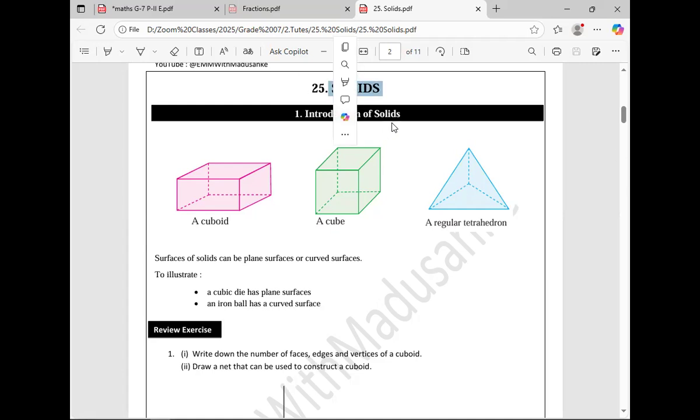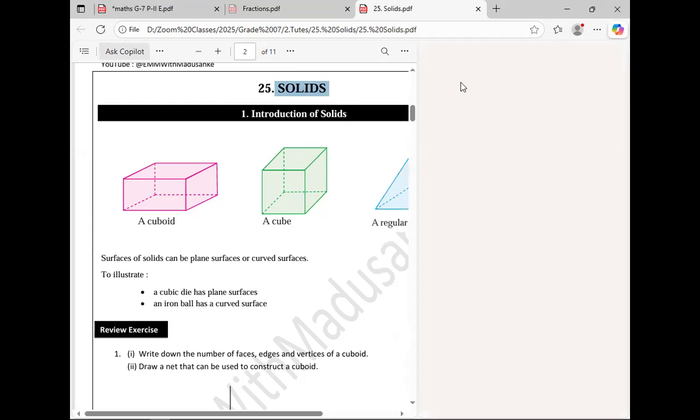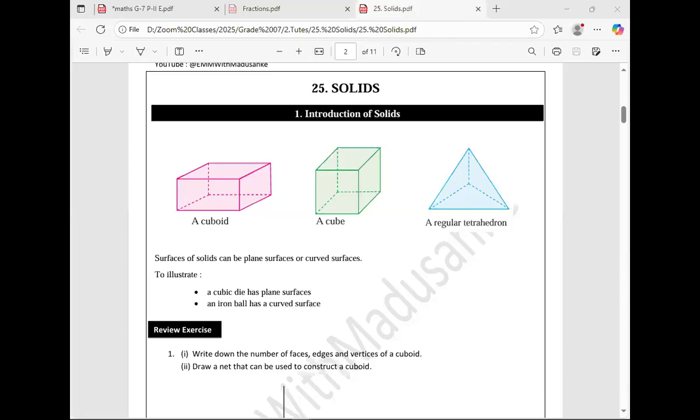So this is it, solids. Introduction to solids. Guys, you already know about these things: a cuboid, a cube, a regular tetrahedron. I hope you know them. So let's see what a cube, a cuboid, and a regular tetrahedron are.